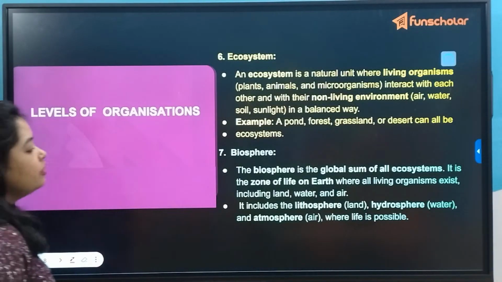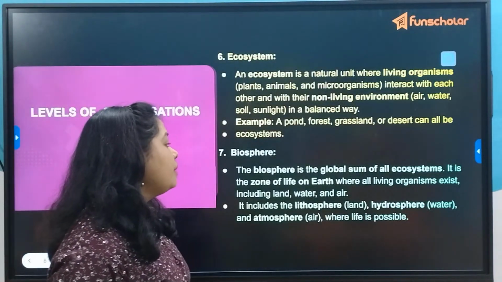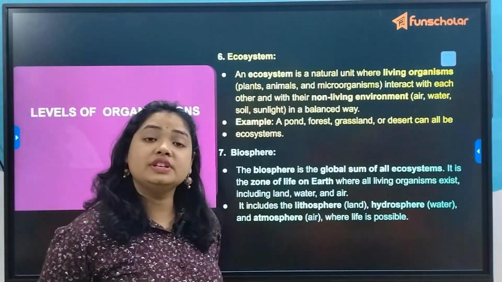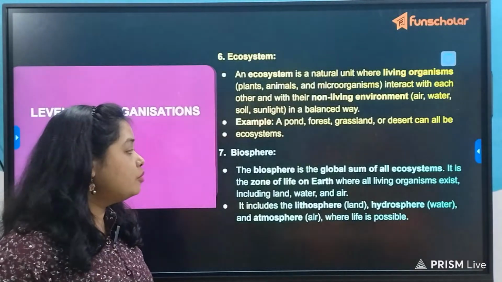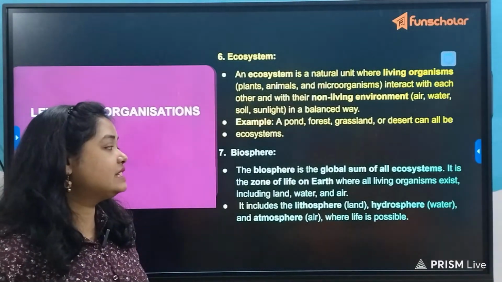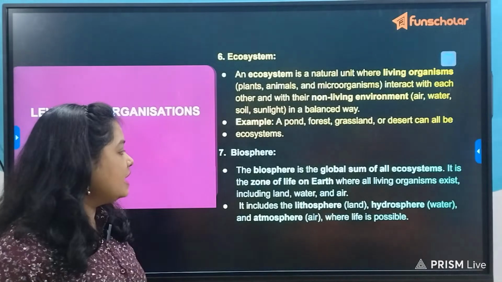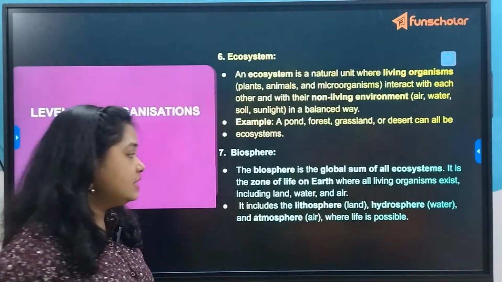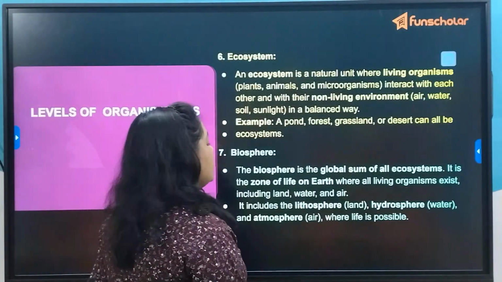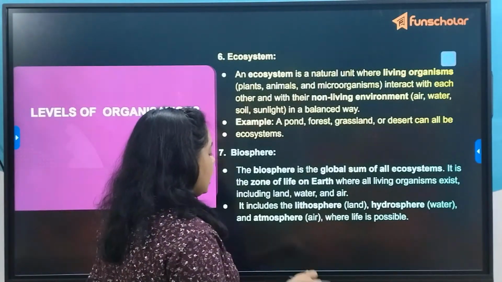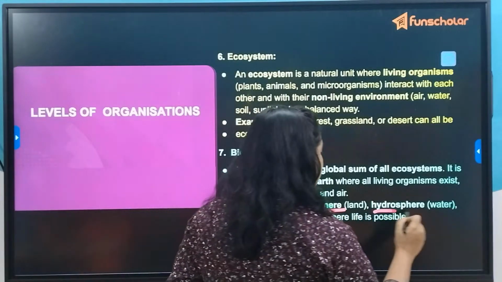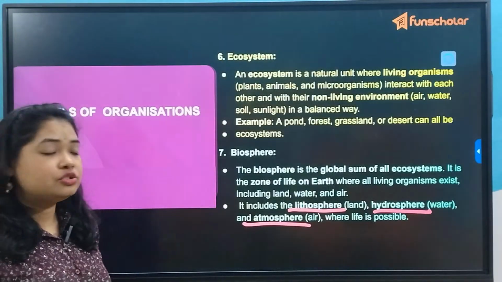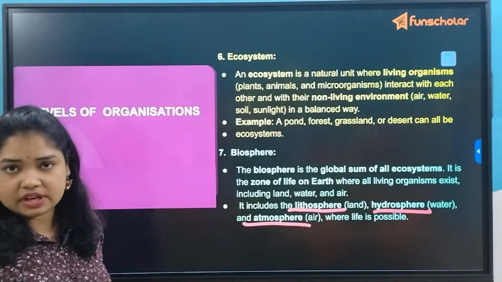Now moving ahead with the biosphere. As I told you, biosphere is the global sum of all the ecosystems. Global means on this earth. So it is the sum total of all the ecosystems existing on this earth. And it is the zone of life, as I told you, the realm in which life is found. So it contains all the other realms, lithosphere, hydrosphere, atmosphere, because without their interaction, life is not possible on this earth.